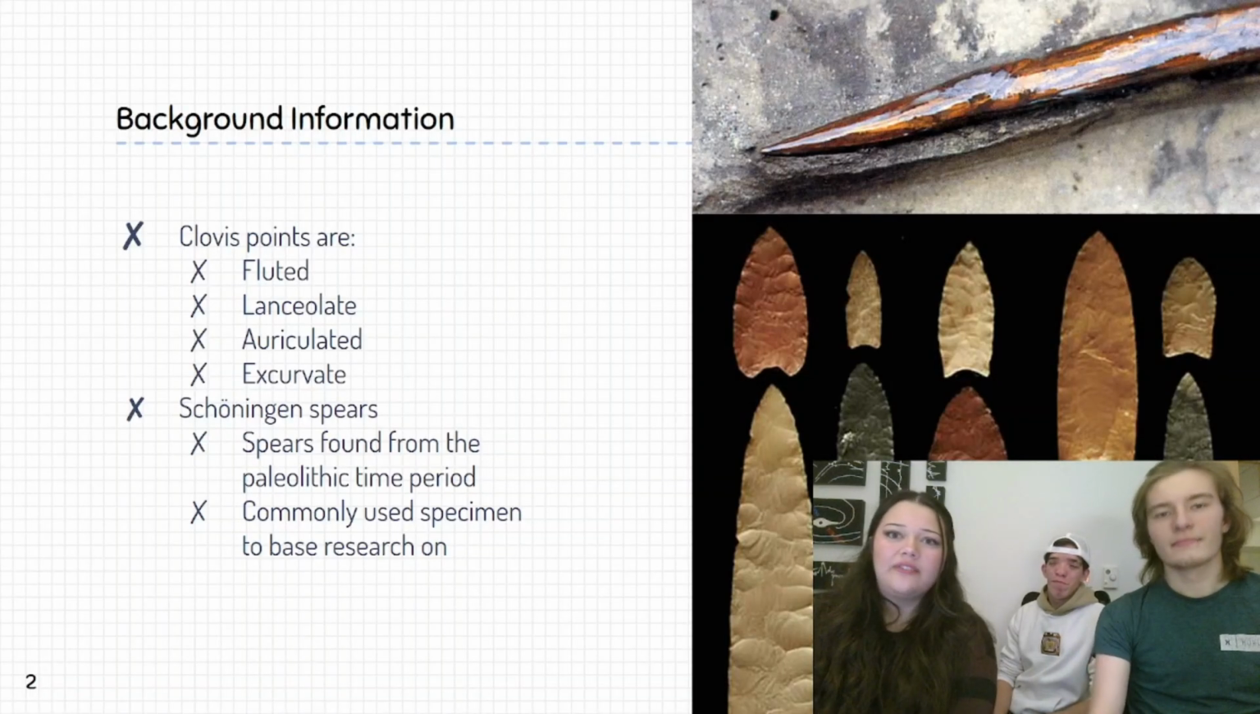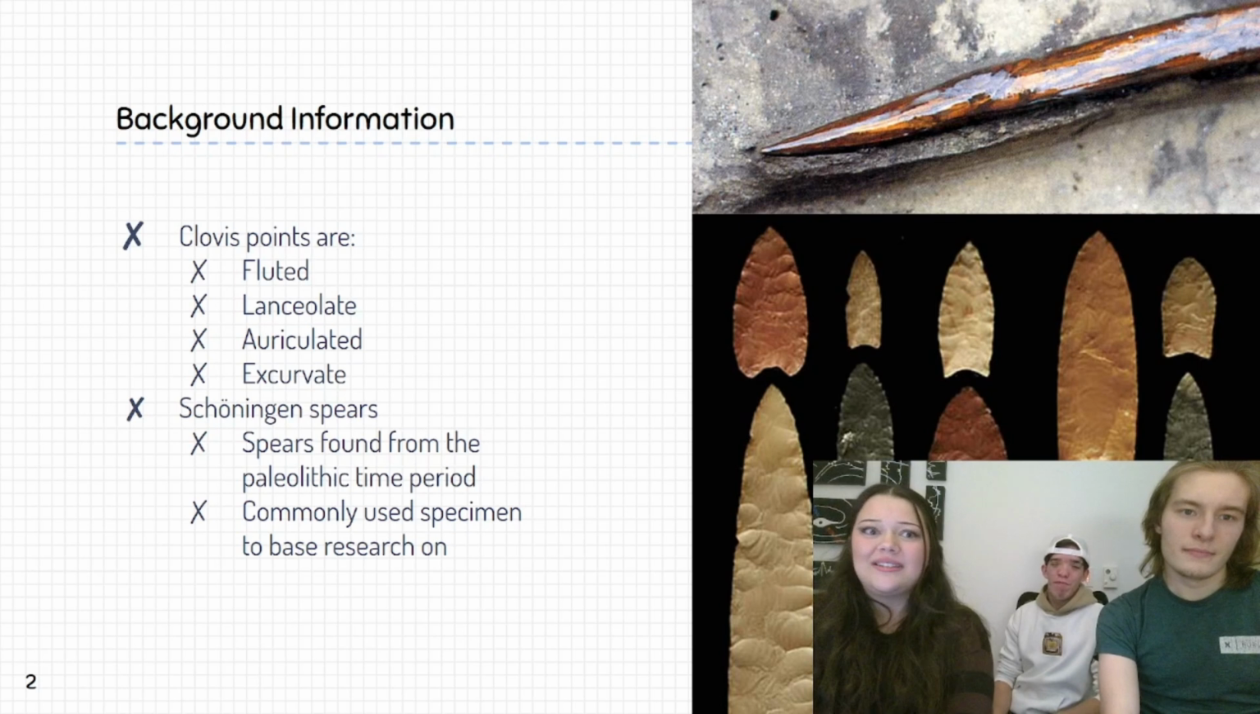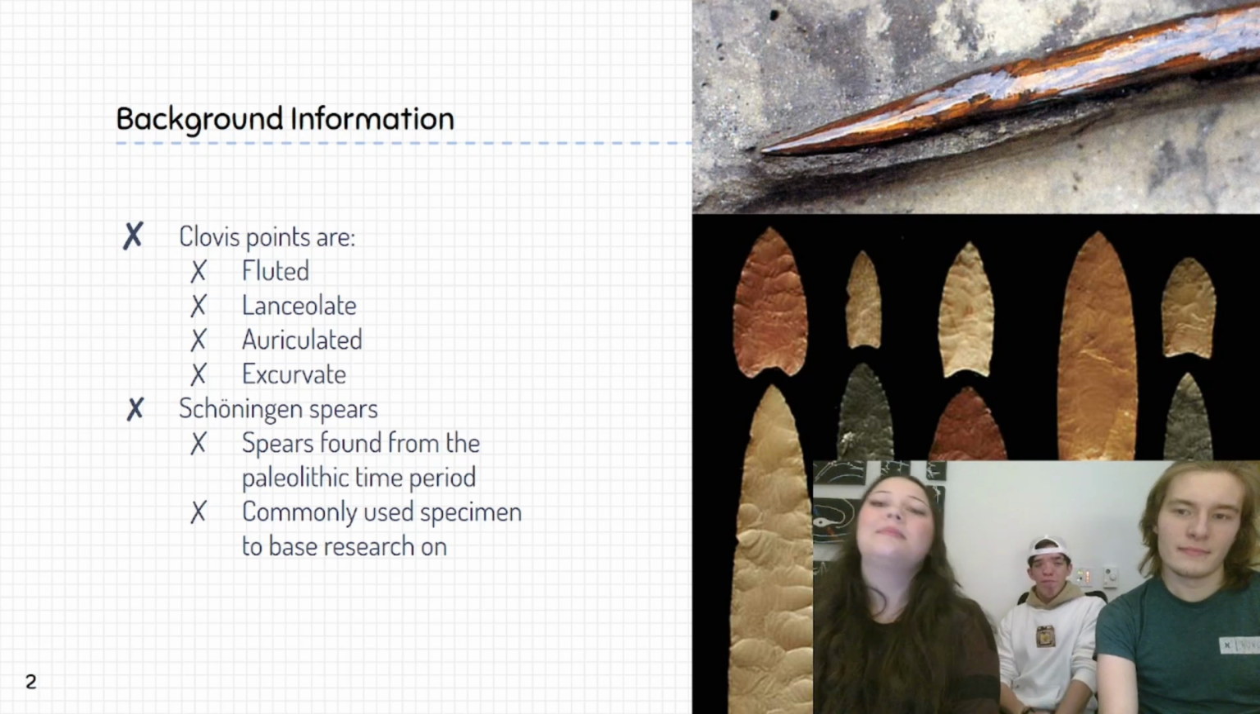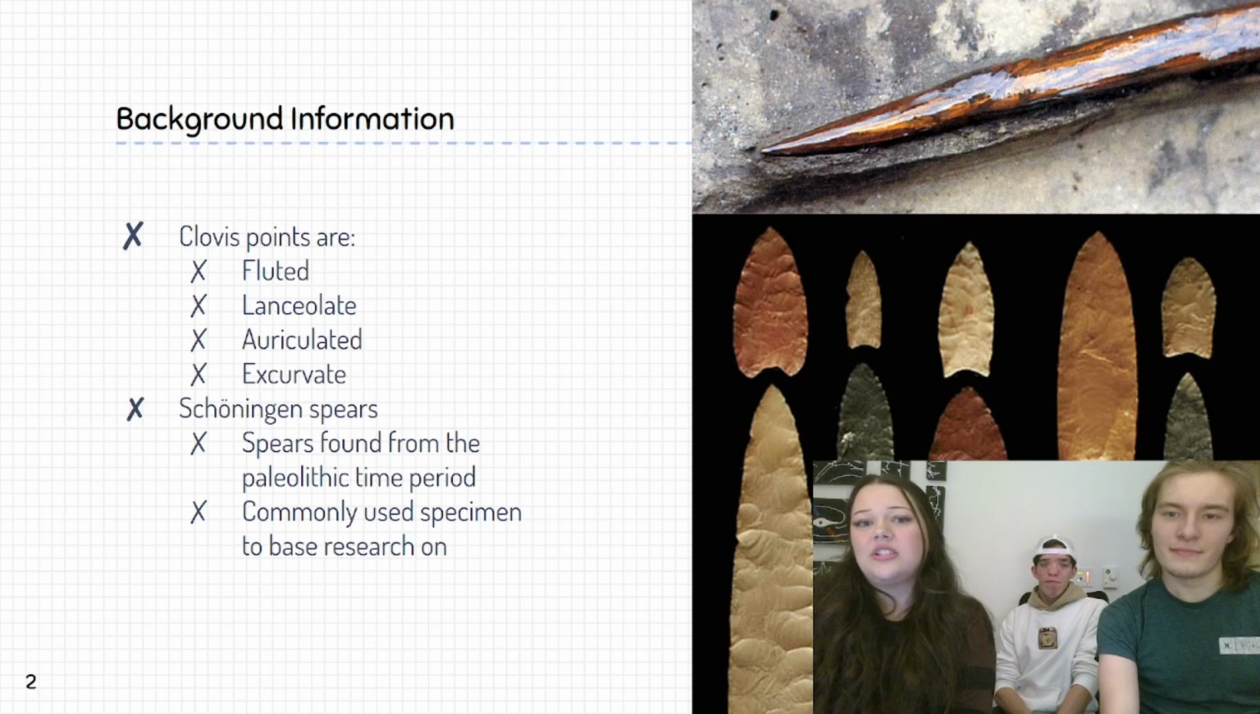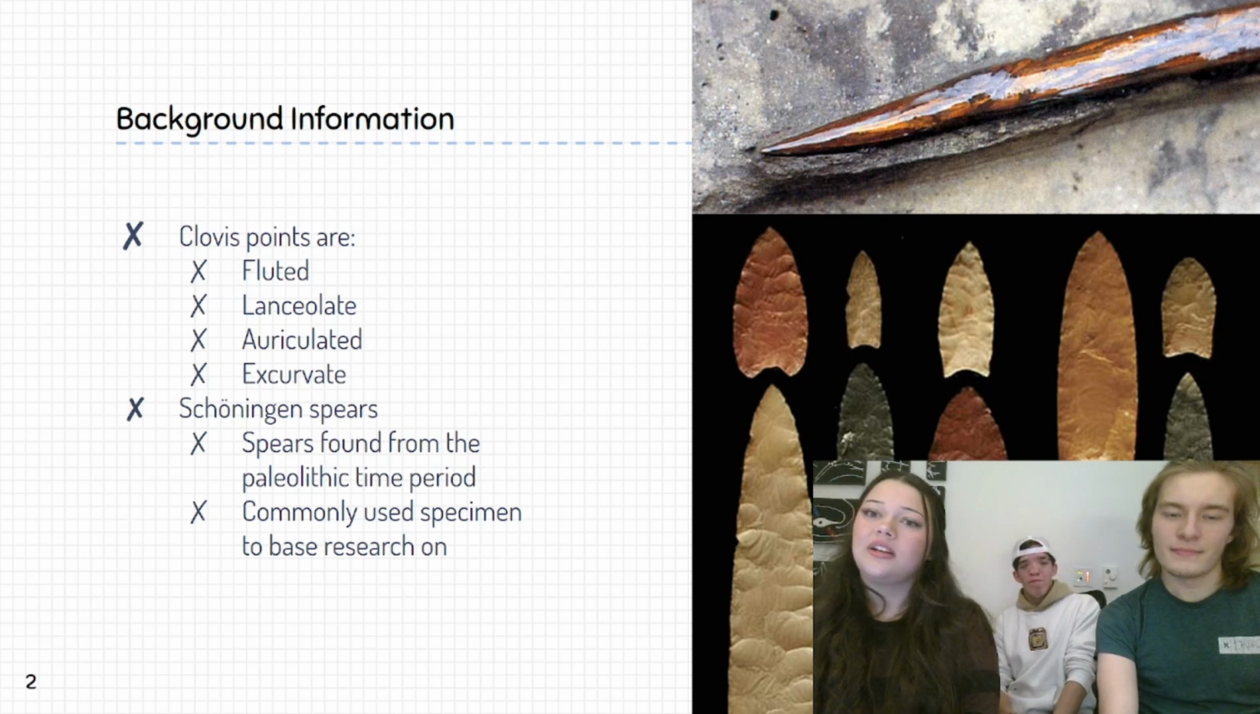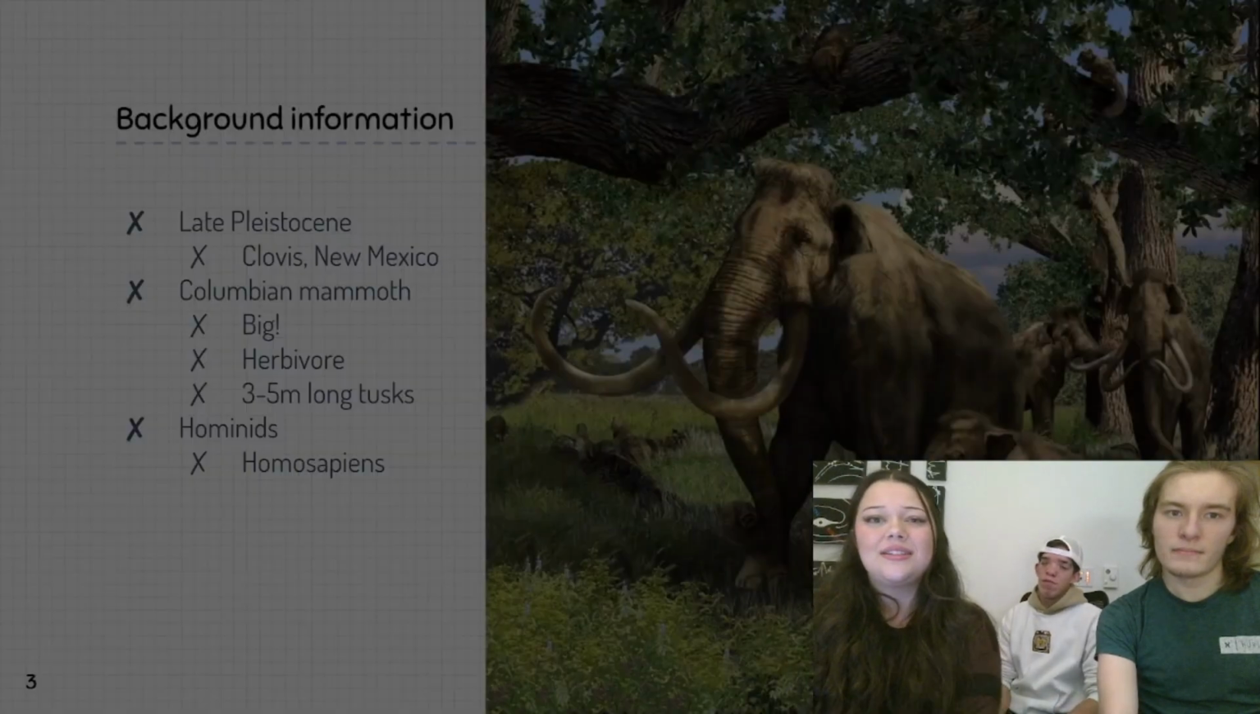So for some background information, Clovis points are a lot of things, but most importantly, they bulge out on the sides, they have a rounded bottom and a pointed tip. And then the top picture is a picture of the Schöningen spear. These were spears found during the Paleolithic time period, and a lot of our research will be based on them, and we will mention them again in the end.